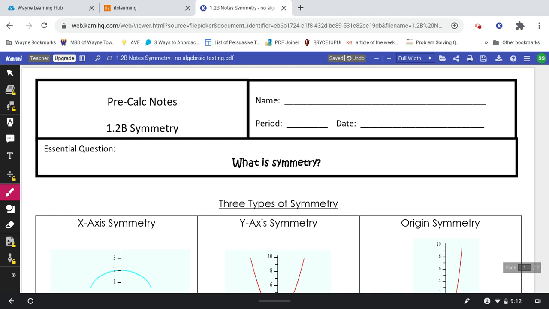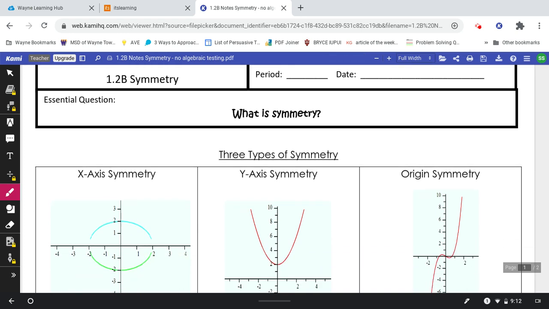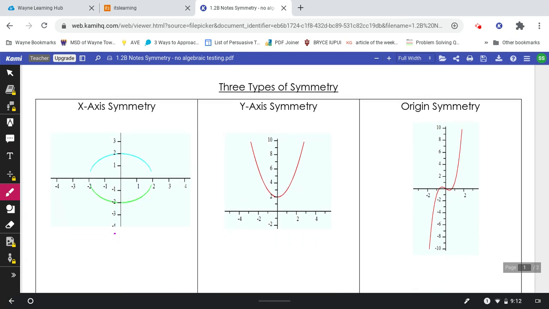These are the 1.2b notes over symmetry. Our essential question for today: what is symmetry? So we have three types of symmetry: x-axis, y-axis, and origin symmetry. And there's a photo here to show you what each one of them is.